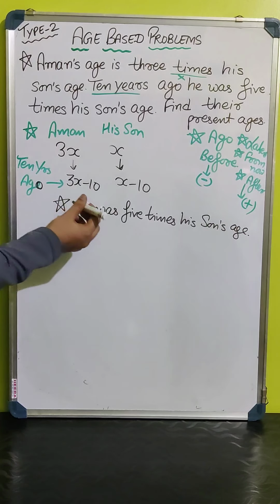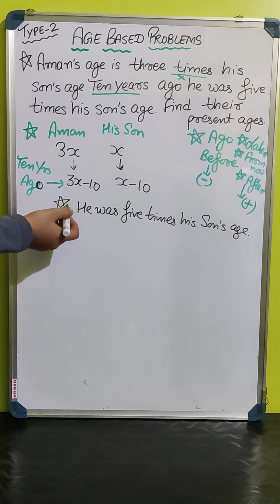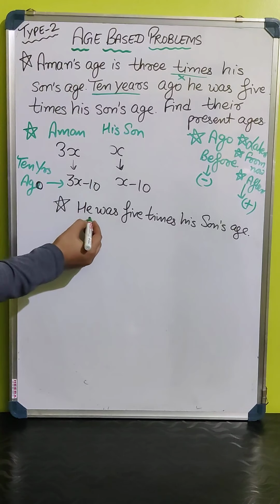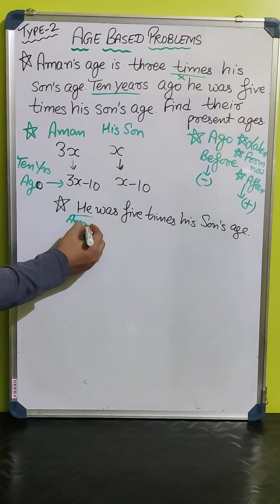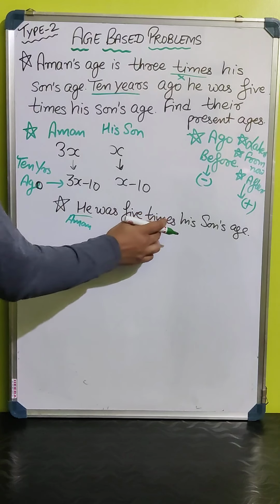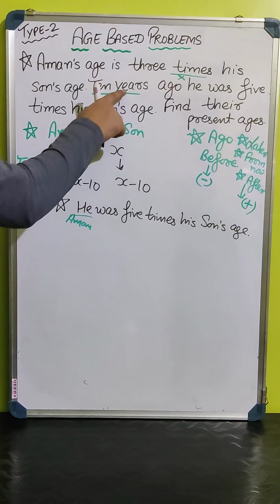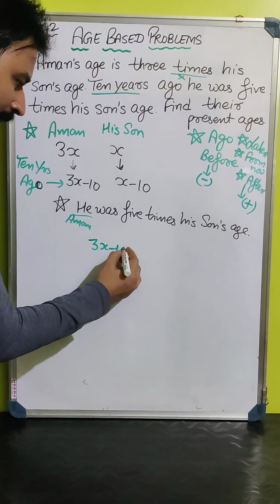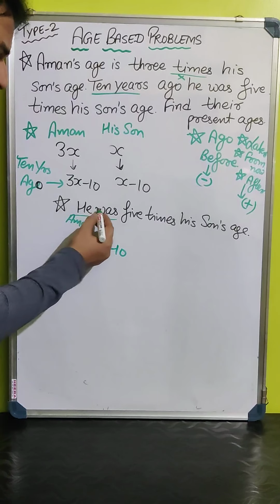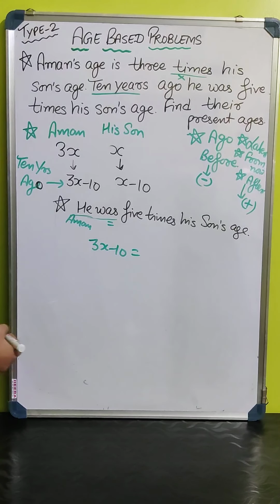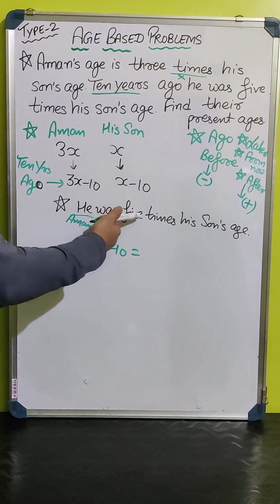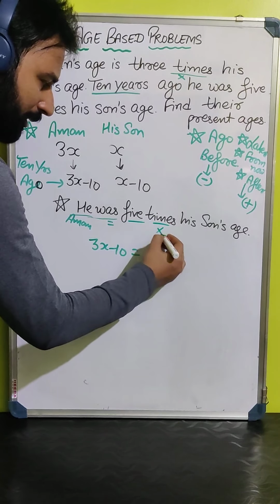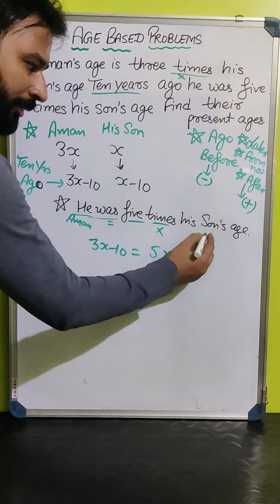Okay, they are talking about Aman. He was 5 times when 10 years ago, so that is 3x minus 10. "Was" means equal, "is" and "was" and "will be", we take all of them as meaning equal. 5 times means multiply his son's age.